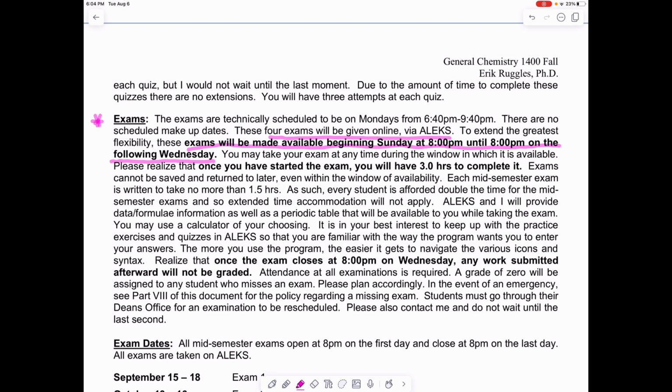This allows, if maybe you feel a little bit sick on Monday, you still have plenty of time to recoup and take the exam. Or if you have a conflict with another class, maybe another exam from another class, that gives you a little bit of mobility to shuffle around your study schedule. However, unlike the quizzes, once you start, you have 3 hours to complete it. So you can't start it and then come back to it on another day. You have to start it and finish it within the actual 3-hour time block.